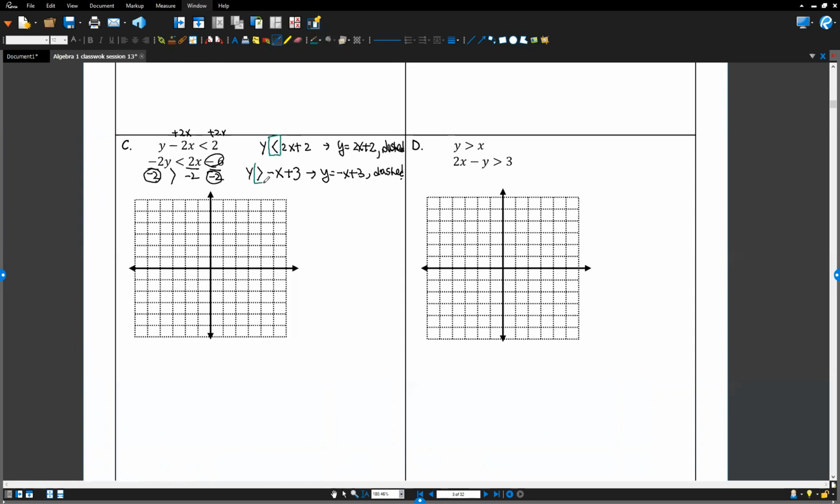Less than is below the graph. Greater than is over the graph. Now let's make a graph using these two lines. y equals 2x plus 2. What is the line? The y-intercept is 2. The slope is 2. Slope is 2 means what? 2 over 1, right? 1 right, 2 up, 1 right, 2 up. To the left is what? 1 left, 2 down, 1 left, 2 down. Both are dashed lines.